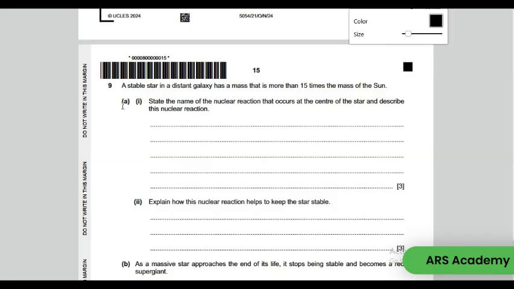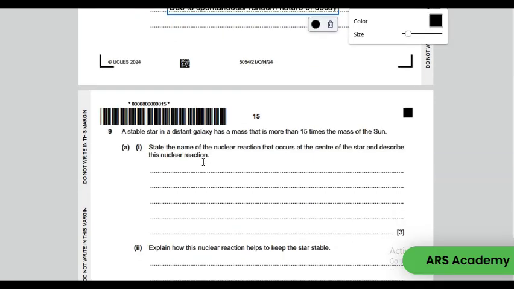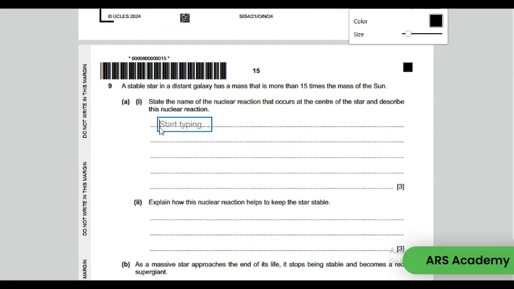Okay, let's move on to the last question, question 9. A stable star in a distant galaxy has a mass that is more than 15 times the mass of the Sun. Question A, part 1. State the name of the nuclear reaction that occurs at the center of the star and describe this nuclear reaction. So similar to the Sun, the nuclear reaction will be nuclear fusion. And in here, 2 or more hydrogen nuclei join together to form a larger nucleus of helium.